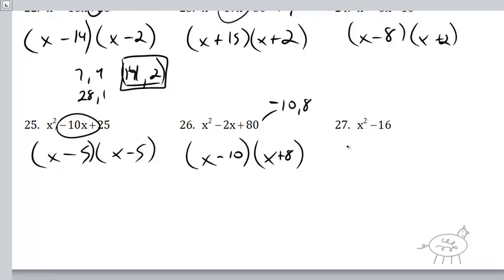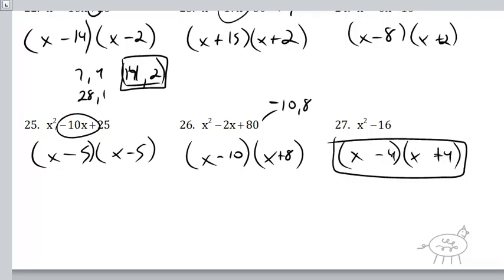Okay? What do you recognize this one as? This is not a trinomial. You should recognize the difference of two squares. So it's x and x, minus 4 and plus 4, and that's the answer. So the 4 and 4 are there, and then it's plus minus or minus plus, doesn't matter. And that's your answer. Okay?